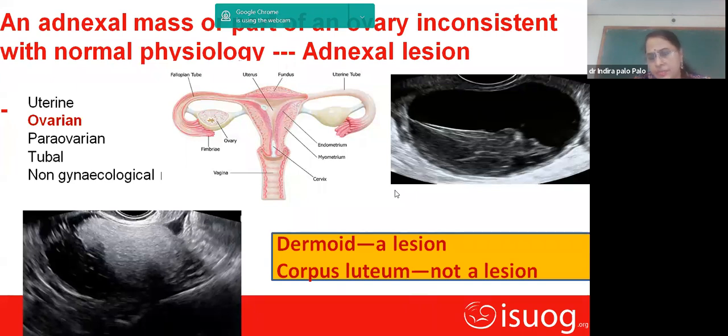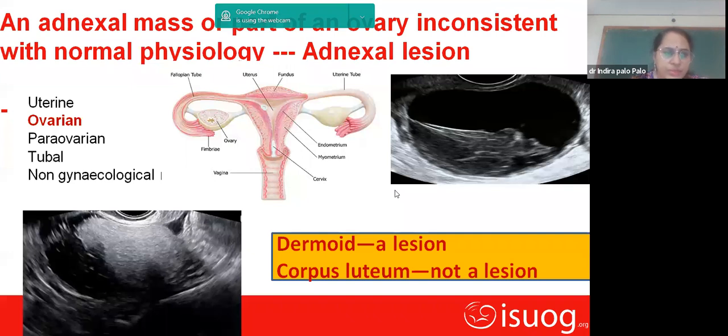Similarly, another mass in the upper right corner is a circumscribed mass with some clot inside. It looks like a mass, but it is a normal physiological change of the ovary, so it is not a lesion. So a dermoid is a lesion. A corpus luteum is not a lesion.